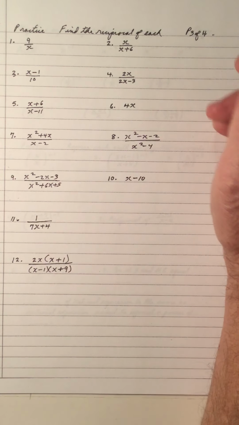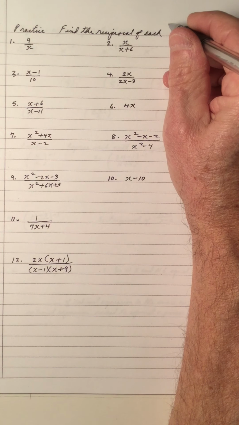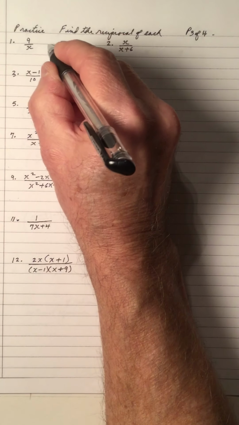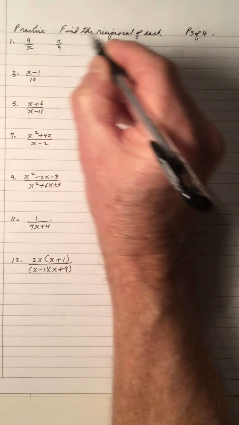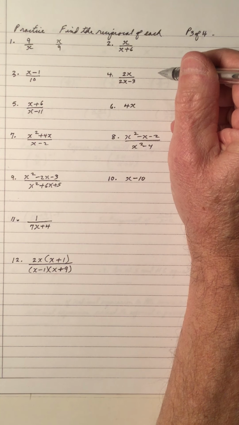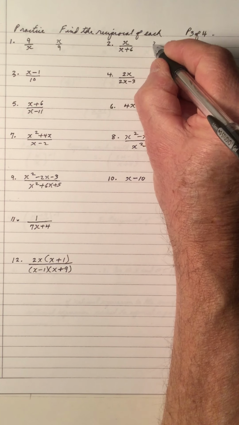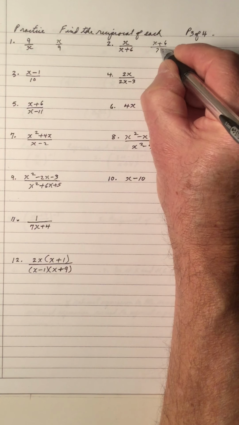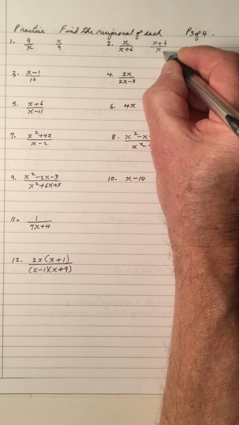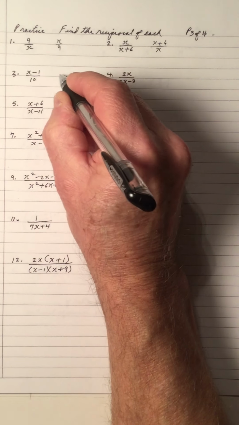And I'm going to put down find the reciprocal, and let's see, here we go. Find the reciprocal, x over 9. And don't forget to pause the video and work these out if you wish. And you get x plus 6 over x. Notice the x's cannot cancel. You can only cancel x plus 6 if you have an x plus 6 as a factor on the bottom.